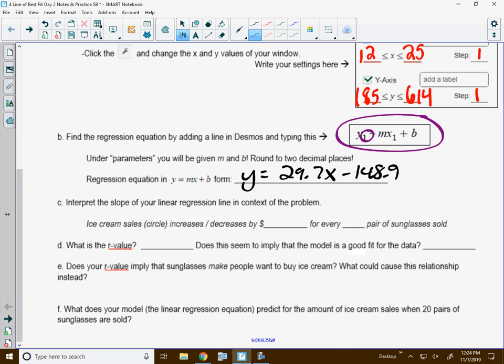Okay. So let's break this down. Let's talk about what does this actually mean in terms of this problem. So again, we're comparing the ice cream and the sunglasses. Ice cream sales increase or decrease? What'd you say? Increase, right? Because it's a positive slope. So they increase by $29.70 for every, how many sunglasses? 1. Right, when I talked about slope, I talked about rise over run. So if you don't have a denominator, add in 1 there.